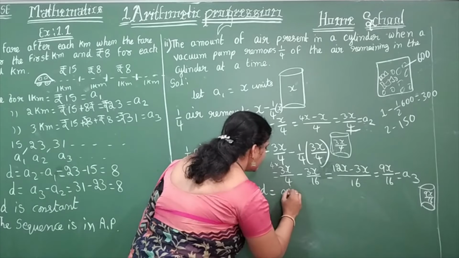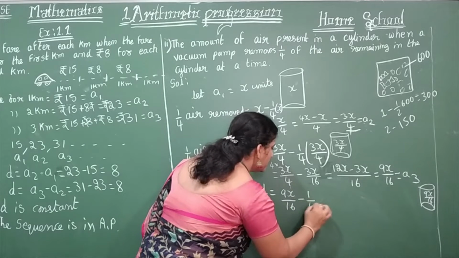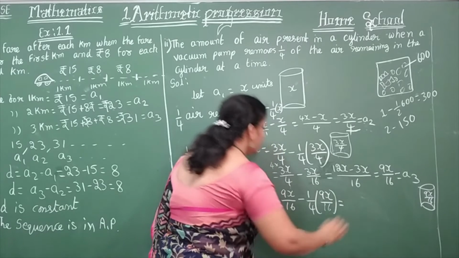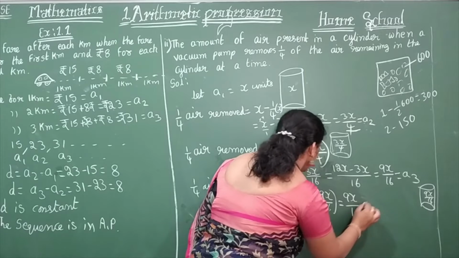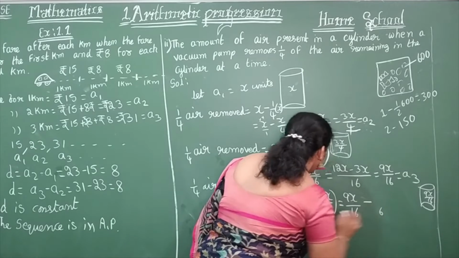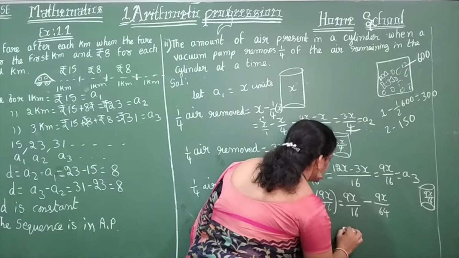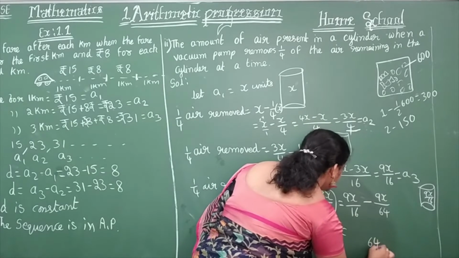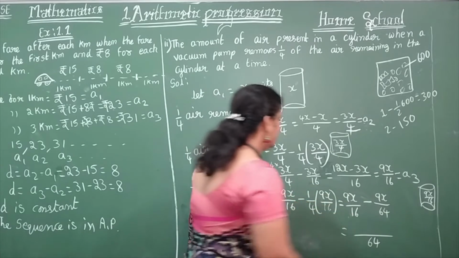So now, what is the air present here? 9x by 16 minus 1/4 of 9x by 16. That will be 9x by 16 minus 16 4s are 64, 9x. So do the LCM here, children. 16 and 64 will be 64. So again, 4 to be multiplied here.